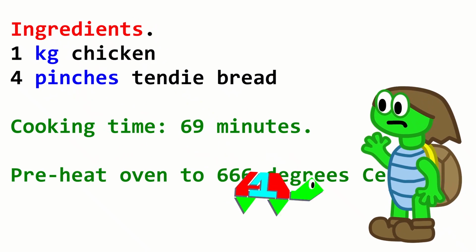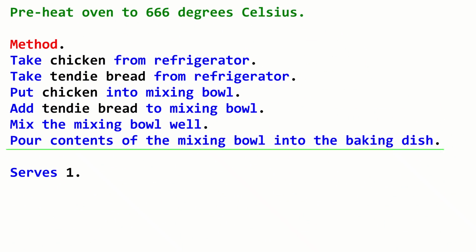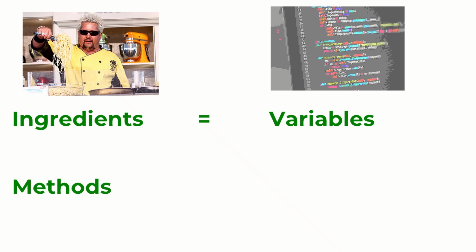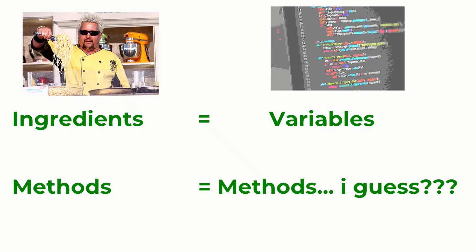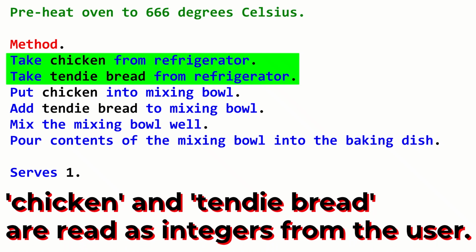I don't know. Anyway, up next is the part of the program where the actual calculations take place, the method of preparing the dish. So yes, this language is just a gigantic metaphor for cooking. Ingredients in cooking are like variables in coding, and the methods in cooking are like the methods in coding, I guess. Anyway, first, the chicken and the bread are taken from the refrigerator, which is Chef's way of taking an input from the user as a number.